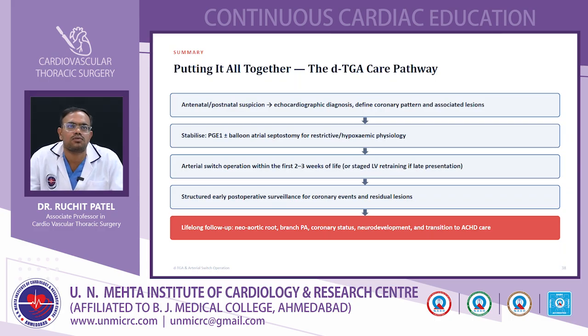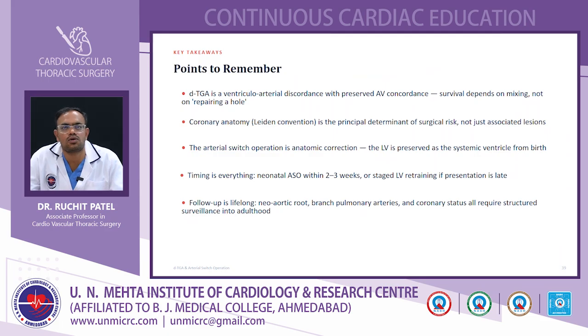So the take-home message is that D-TGA is a ventriculoarterial discordance disorder with atrioventricular concordance. Survival without surgery depends on the mixing, not on a restrictive hole. Coronary anatomy is the single most important determinant of surgical risk, not just associated lesions like VSD or arch. Usually, arterial switch operation is the standard of care for this anomaly. It provides an anatomical correction because the LV is ejecting into the systemic circulation, preventing RV systemic ventricle failure.